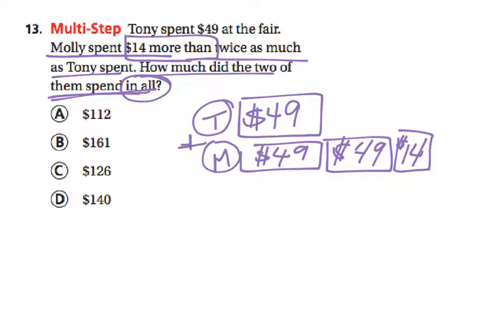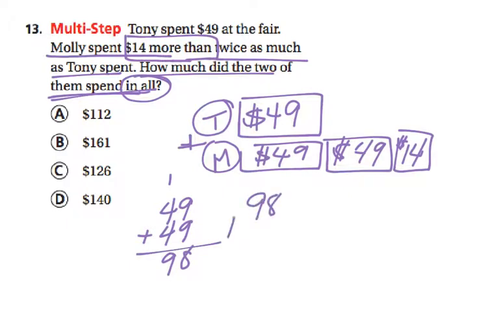Well, the good news is I see Tony spent $49. But Molly, I have to figure hers out. So she spent 49 plus 49, 18, carry my 1. 1 plus 4 is 5, plus 4 is 9. And then I now need to add the $14 that is also with her.